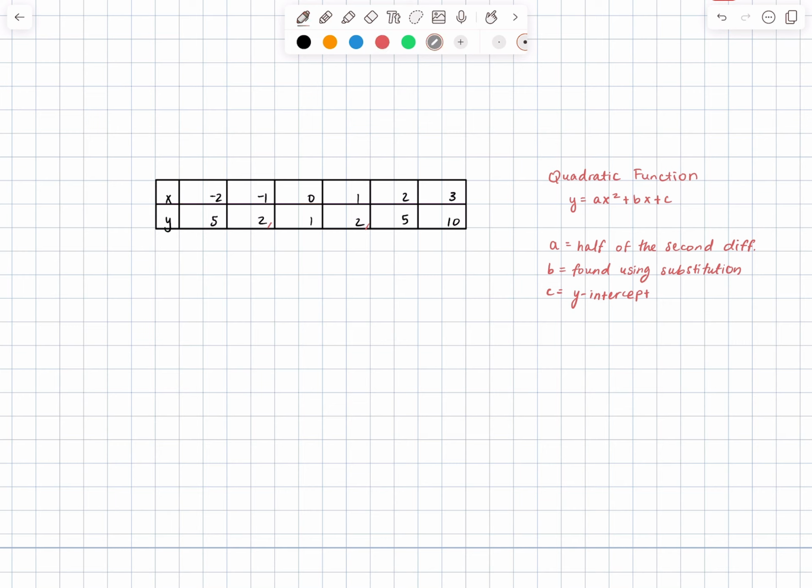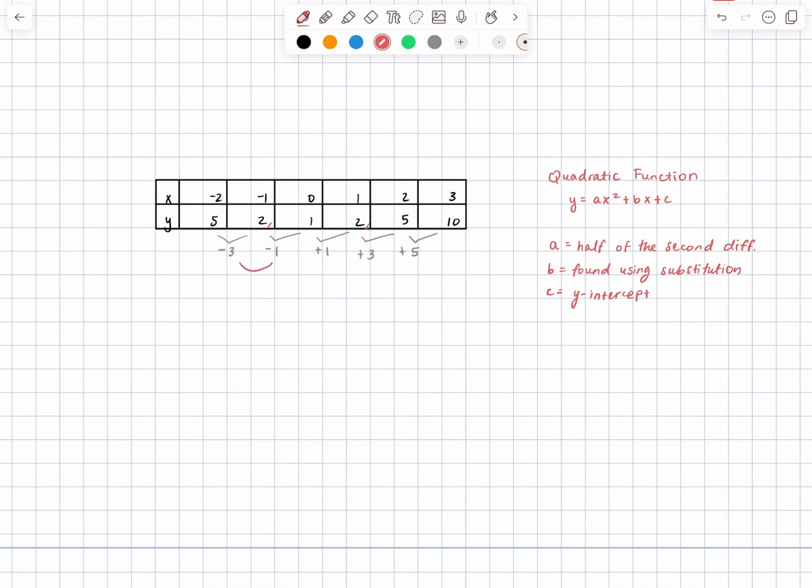So what is that? Here we see that all the numbers increase by what number? From 5 to 2, that's a -3. 2 to 1, -1. 1 to 2, that's a +1. And then 2 to 5, that's +3. And then 3 to 5, that's +5. Now, within these numbers, this is our first difference.